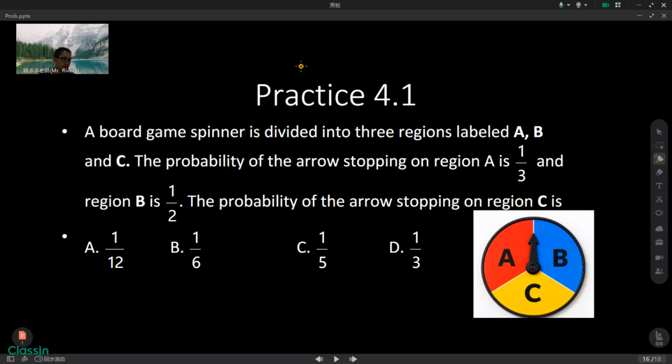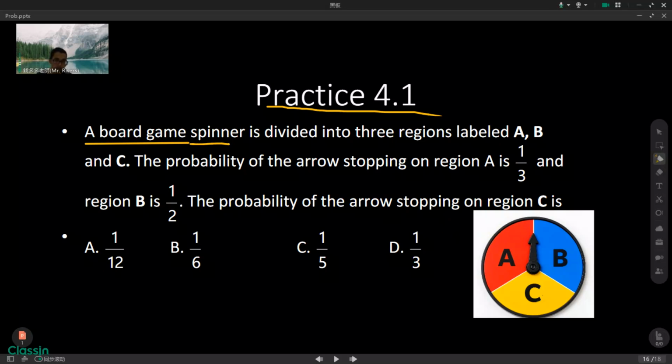This question is much easier than the last one. It's called, okay, practice 4.1. Please read the question loudly with me, okay? I want to make sure you catch up with me, not just spacing out in front of the computer. Okay, a board game spinner is divided into 3 regions labeled A, B, and C.